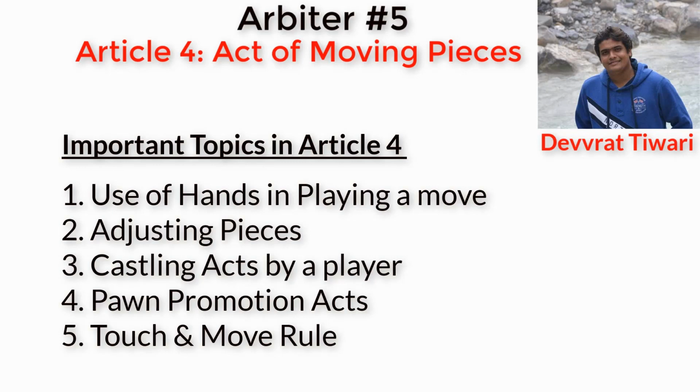Our third one is the way a player performs the castling move. Obviously it involves a player getting in contact with two different pieces, king and rook. That's why you need to know the exact procedure of how to do it. The fourth one is pawn promotion, which again involves a player getting in contact with two different pieces, which is why we should know the correct procedure of how to do it, as Article 4.1 suggests that you cannot use your two hands while making a particular move.